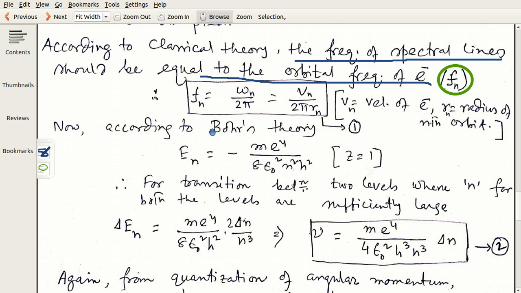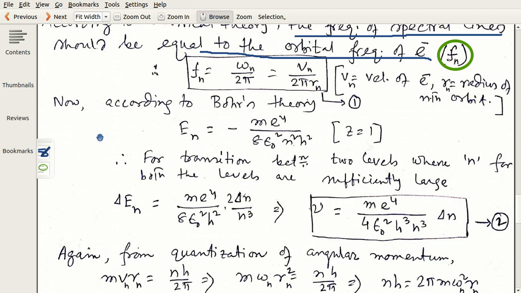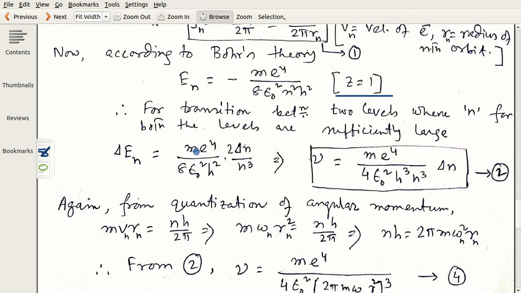It's simple higher secondary, or maybe very basic, knowledge of physics. And now according to Bohr's theory, we know that En, the energy of the nth orbit, takes this value considering Z equal to 1. Remember, we are dealing with hydrogen. Otherwise there would have been a Z square.